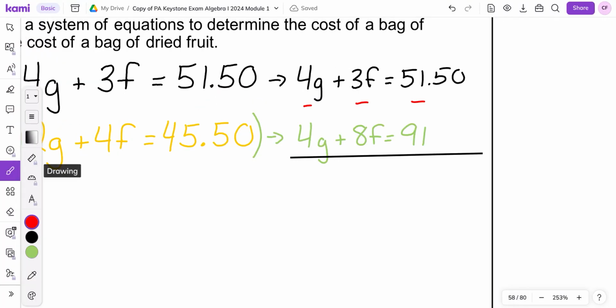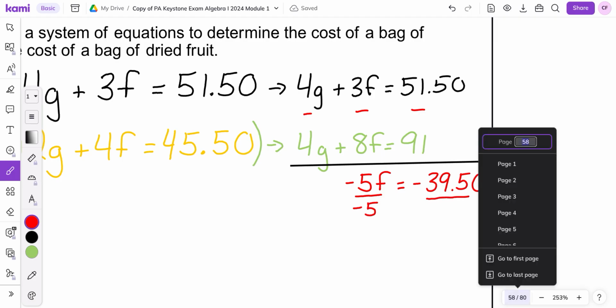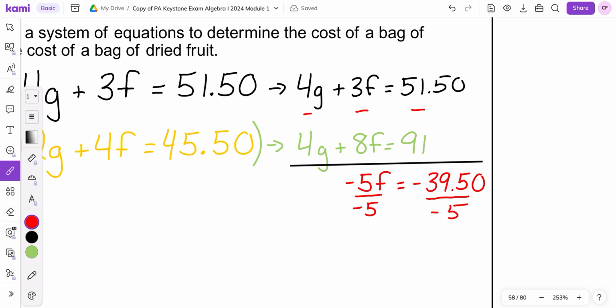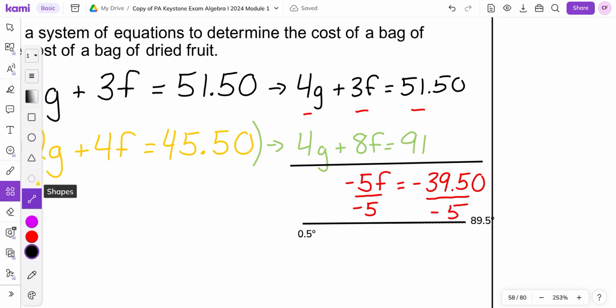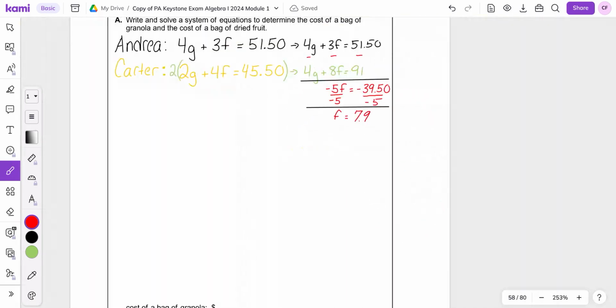So from here again, we are going to have negative 5f equals 5150 minus 91, negative 3950. Then to solve this for f, we're going to divide everything by the number with the variable here, negative 5. And we find our solution for f to be 7.9. This was the fruit, the dried fruit.